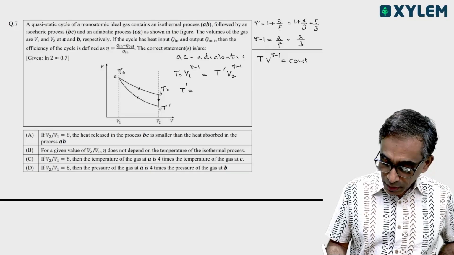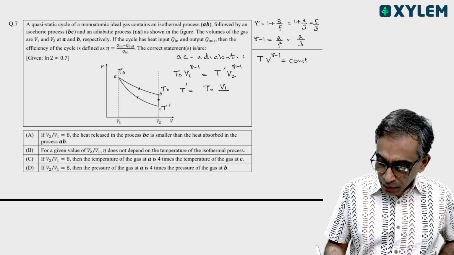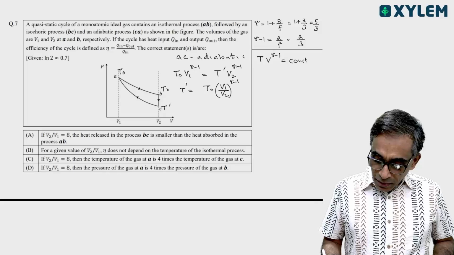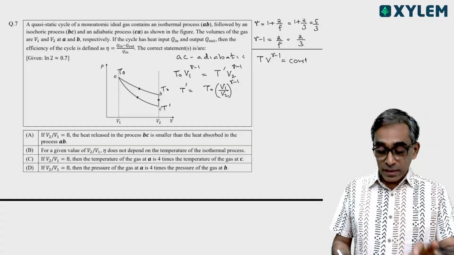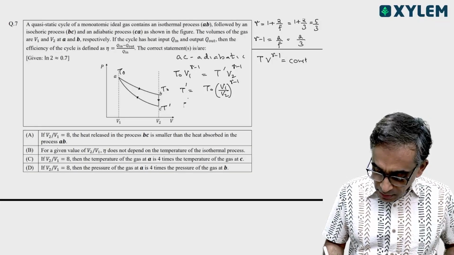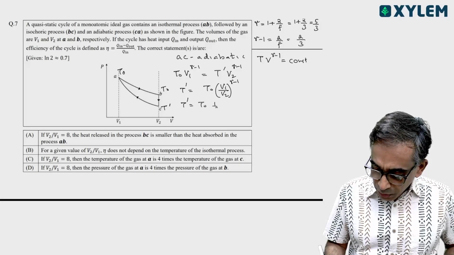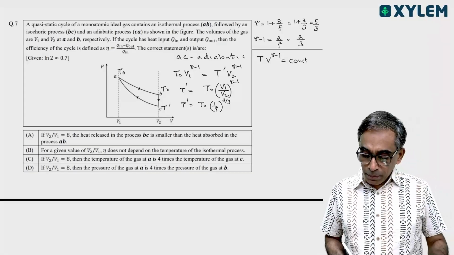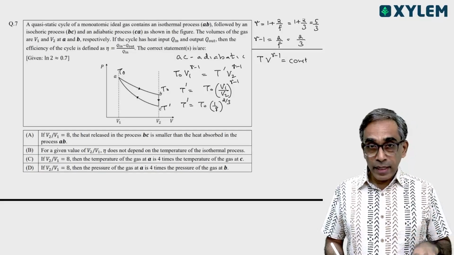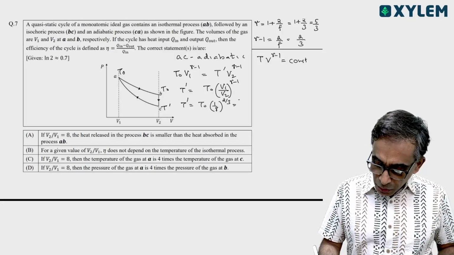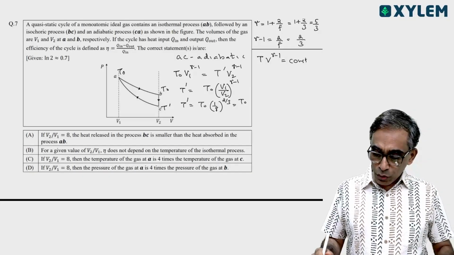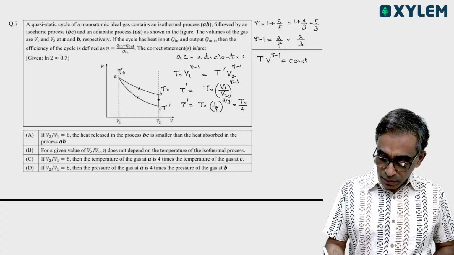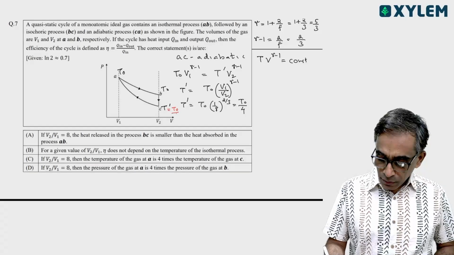So T dash is nothing but T0 into V1 by V2 raised to gamma minus 1. V2 by V1 is given as 8, so V1 by V2 will be 1 by 8. So T dash is equal to T0 into 1 by 8 to the power 2 by 3, and that is equal to cube root of 8 is 2, squared is 4. So T0 by 4. So temperature T dash is T0 by 4.